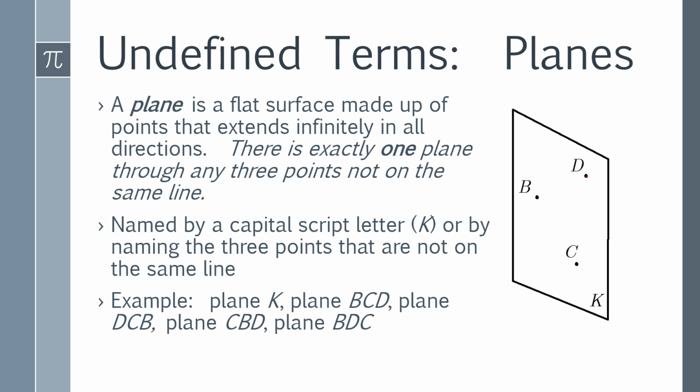We name a plane by a capital script letter K or by naming the 3 points that are not on the same line. So in this case, we have plane K, and all these names would be correct if you were asked on a quiz, what are the names that we could call this plane? We would say plane BCD, plane DCB, plane CBD, plane BDC. All of those would be correct names.